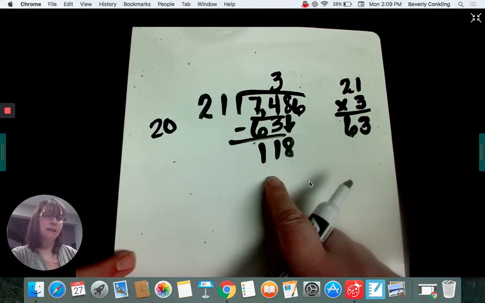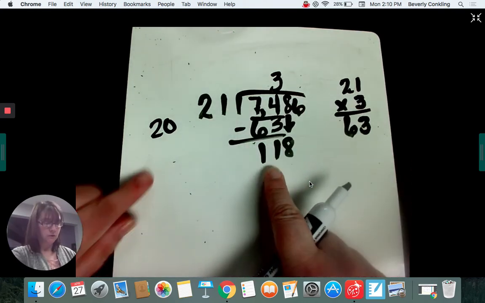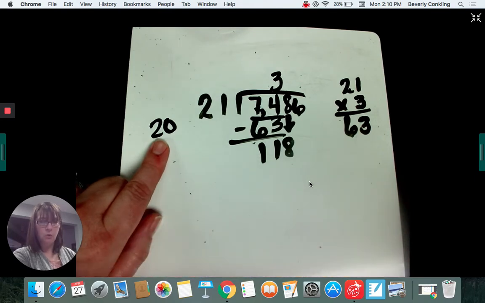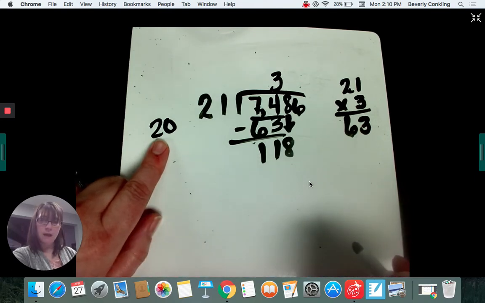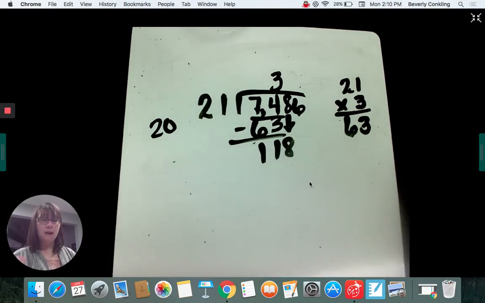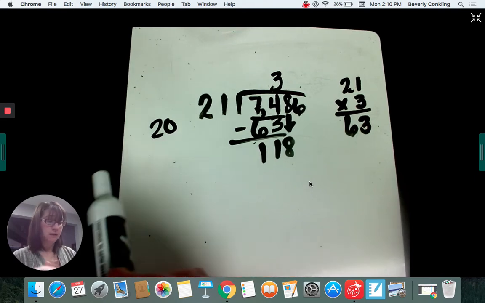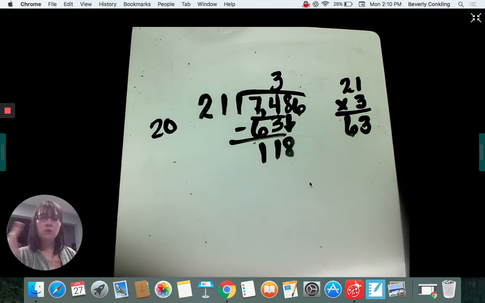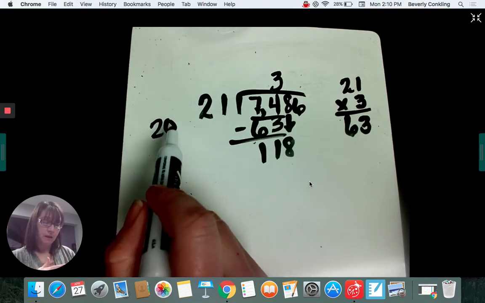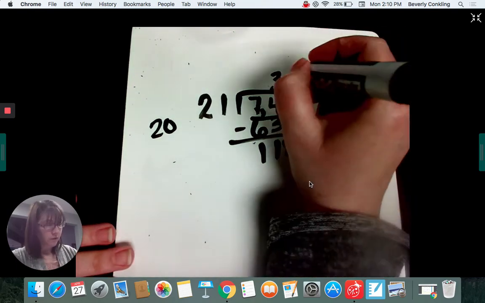So now I need to come up with how many times 21 goes into 118. So remember, we're using that 20 to kind of help us. So about how many times will 20 go into 118? Well, I know 20 times 5 would be 100, because 2 times 5 is 10, and I put a 0 at the end, so that's 100. 20 times 6 would be 120, because 6 times 2 is 12, and I have that 0 to attach to the end. And 120 is too big, so I'm going to go with 5.